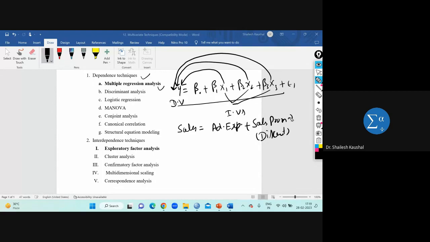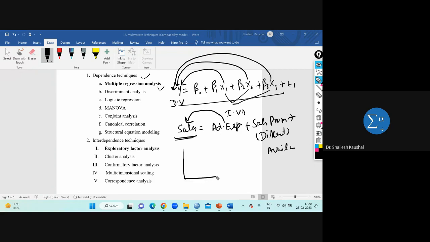Sales may depend on availability of the product, and there are some other variables that also influence sales. I'm taking only 3 variables. You can take 5, 4, 6, 8. Now here, in a dependence technique, we want to find out the relationship between advertising expenses and sales.